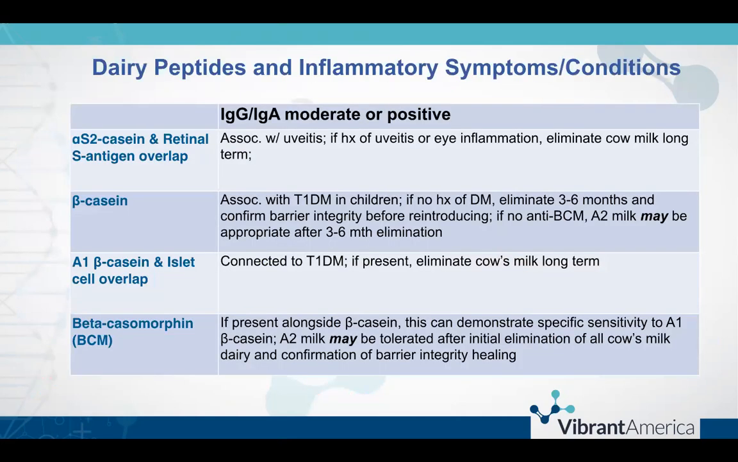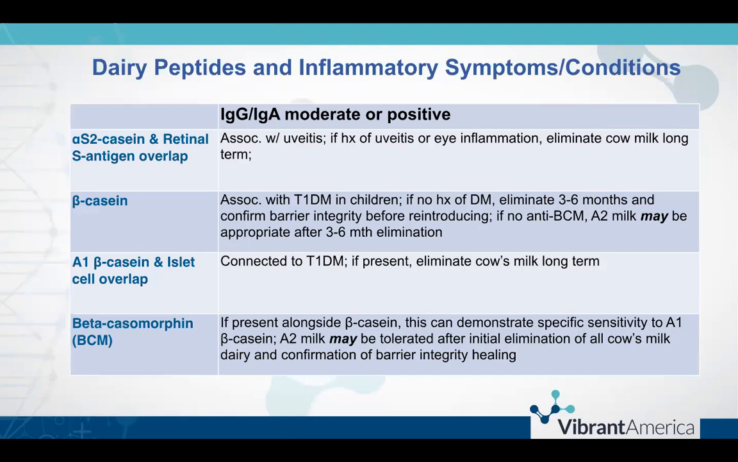Dairy peptides and inflammatory symptoms and conditions. There's been decades worth of studies and theories that have floated around as far as how dairy may be inflammatory and the types of things that it may be associated with. There's been a lot of research in animals. Human research has been slow to come. Hopefully with tests like the dairy zoomer, we can get better answers and better clinical studies can be performed.